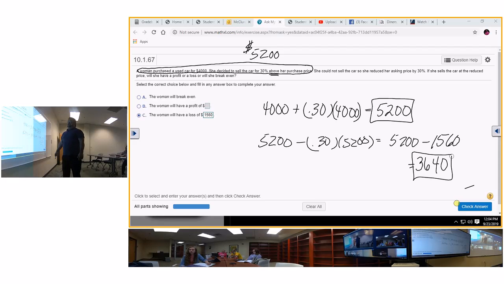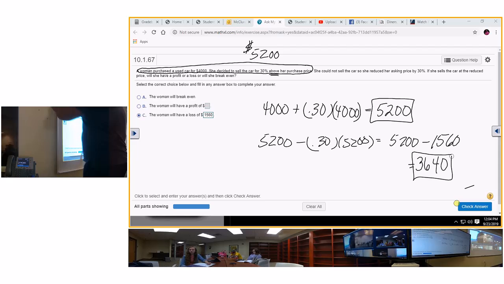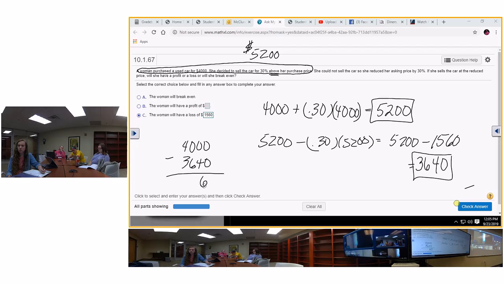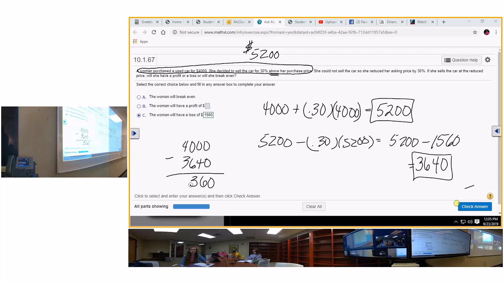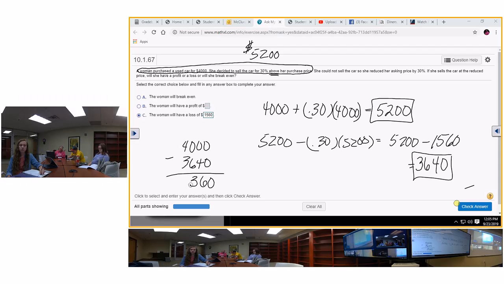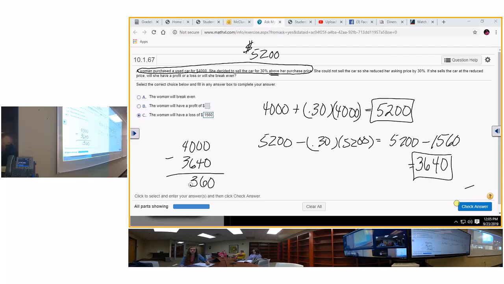So what did she do? She lost money. 4,000 when she paid for it. She sold it for 3,640. So 4,000 minus 3,640 is 360. Somebody check my math. That's where I messed up. I subtracted the 3,640 from the 5,200 instead of the 4,000.